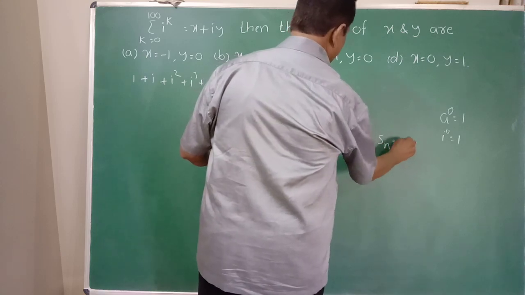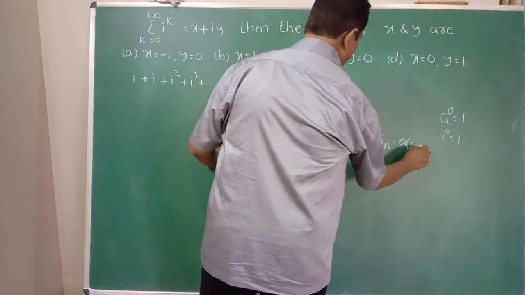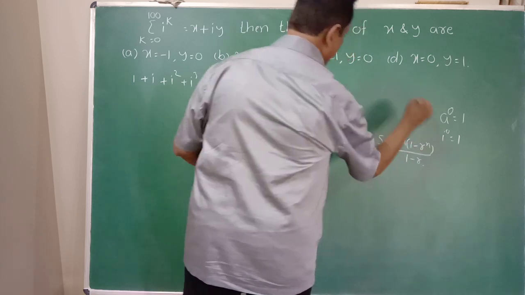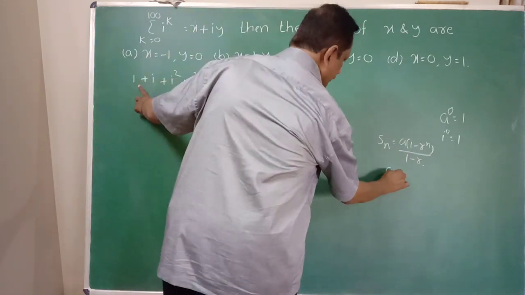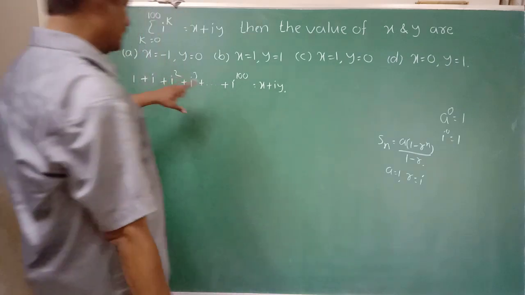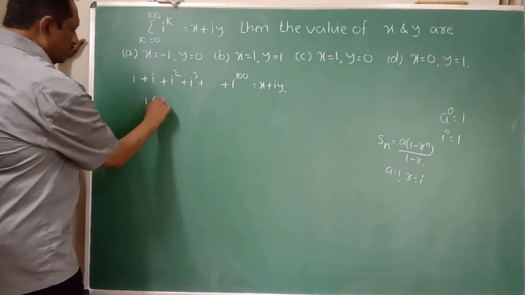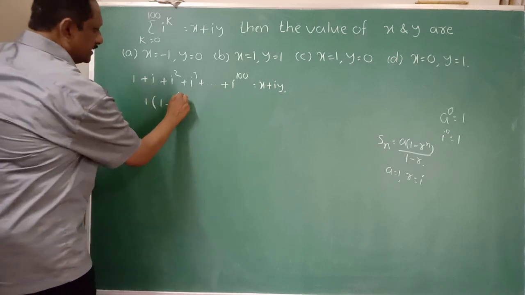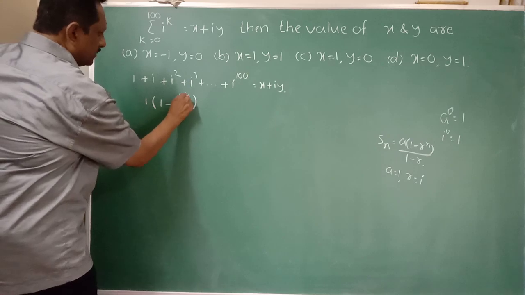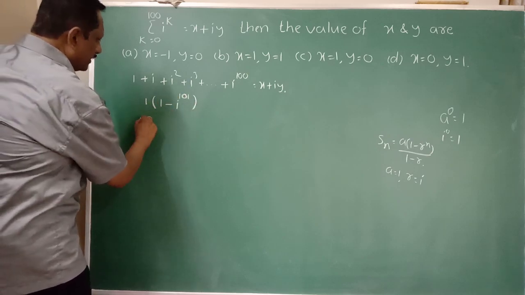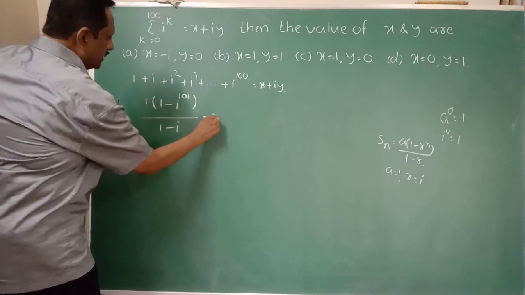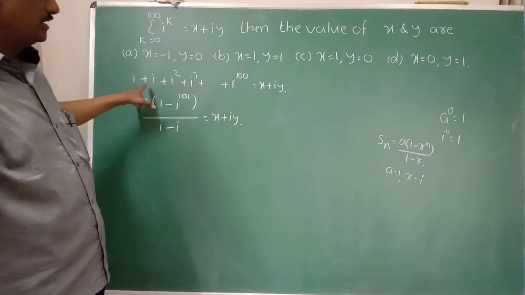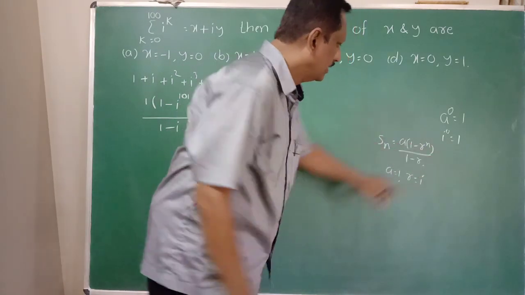Sn is equal to a(1 − r^n) divided by 1 − r here. In this case, a value is 1 here and the ratio is i. So use it. Therefore, 1 into (1 − i raised to 101), total these are 101 terms here, divided by 1 − i, that is equal to x + iy. Total these are 101 terms here, so take n is equal to 101 here.